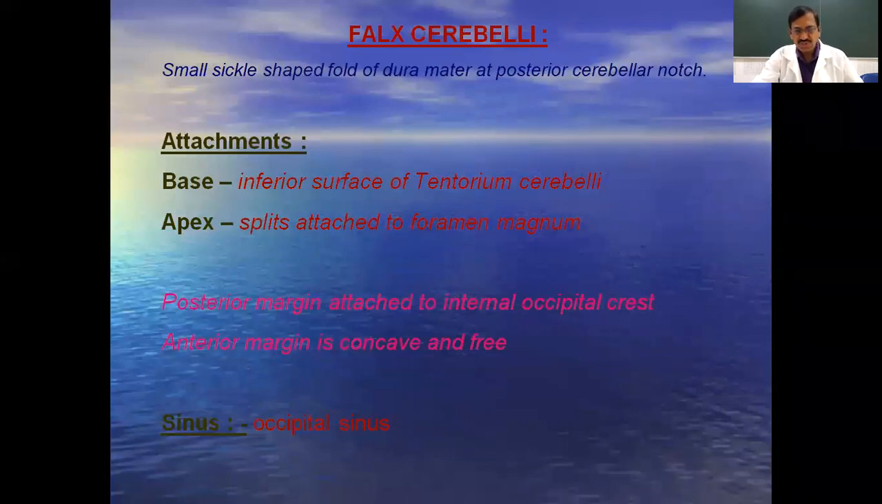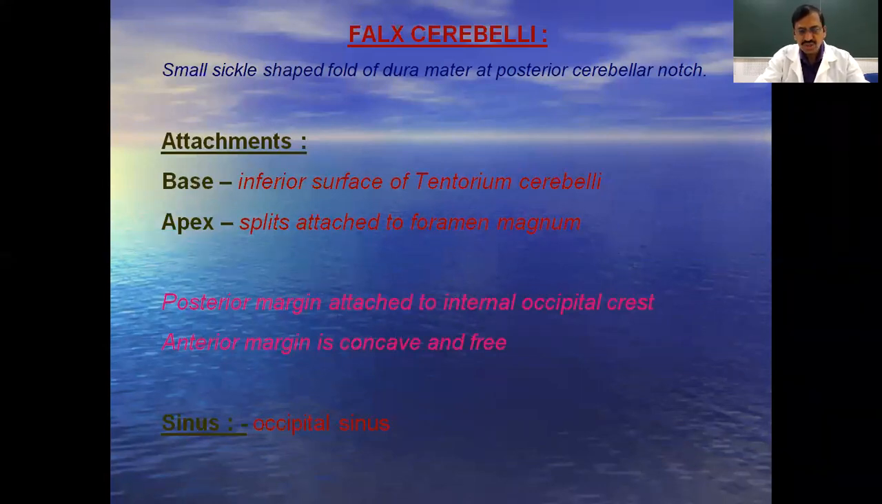What are the attachments of this falx cerebelli? Here the upper part is wide, that is why it is called the base, and the lower part is pointed, called the apex. The base is attached to the inferior surface of the tentorium cerebelli. The apex splits into two parts, and then is attached to the margins of the foramen magnum.